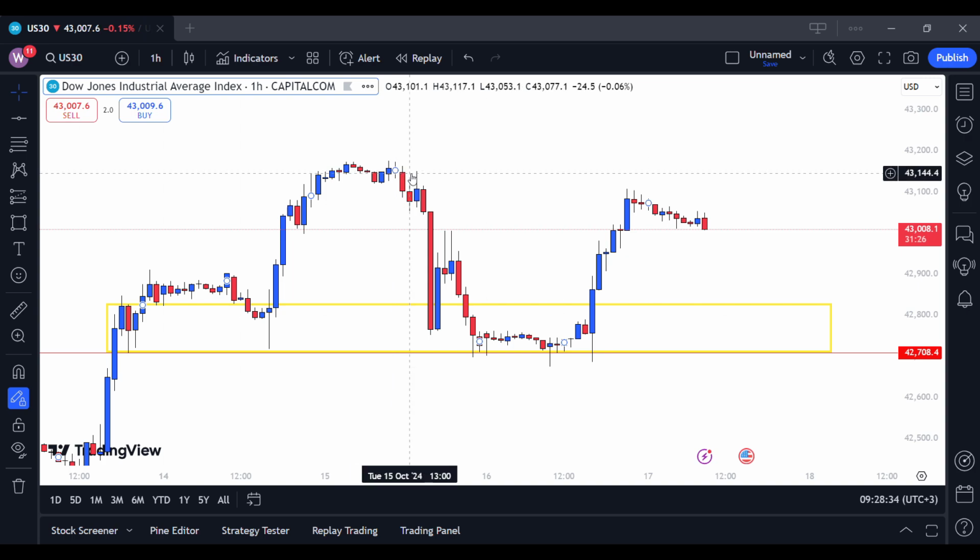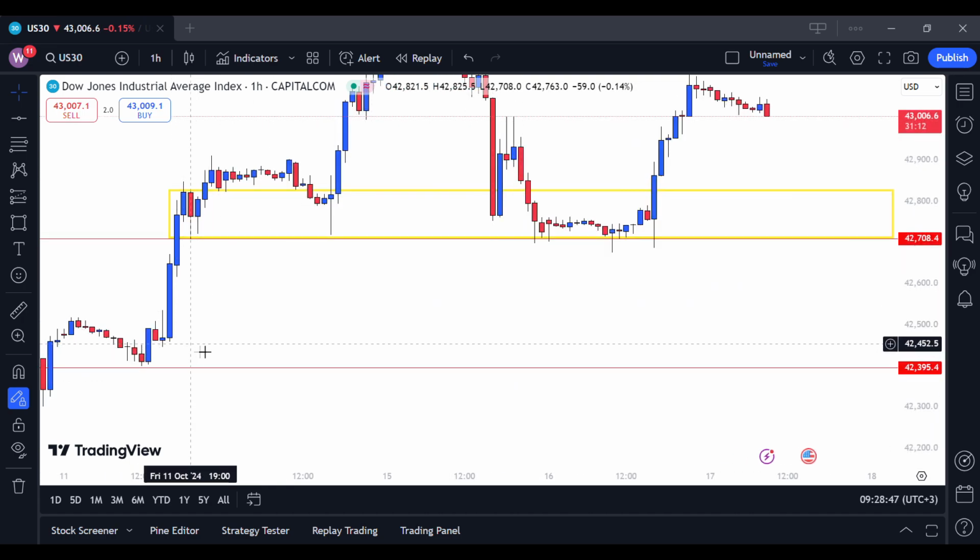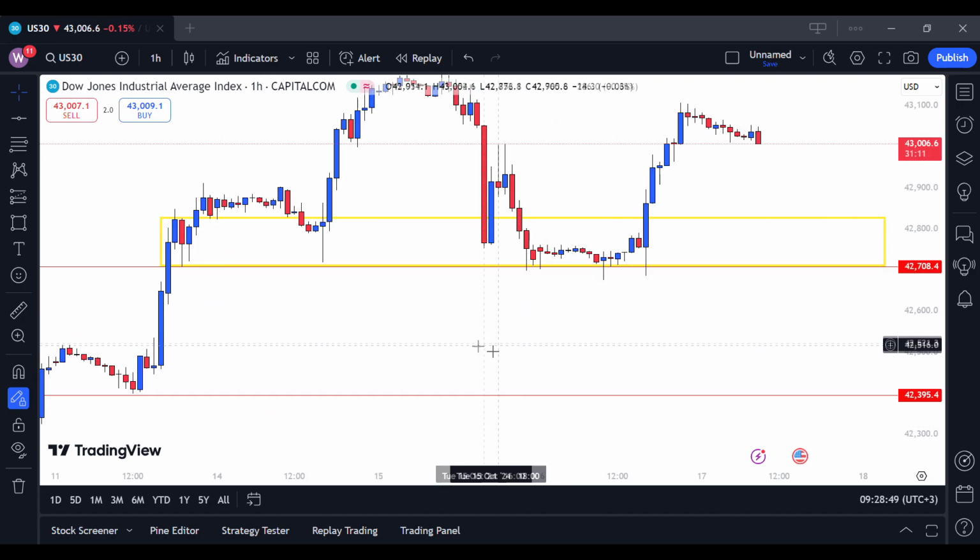So it came back here, didn't break through. The same thing happened here, didn't break through. So what do we expect today? We expect this market to come back into this zone, reject it, and then take off.